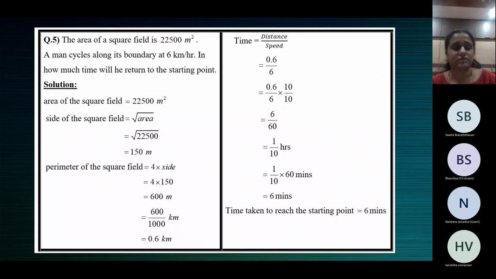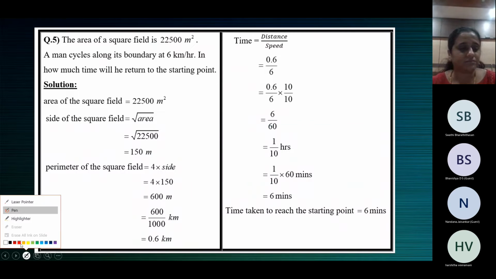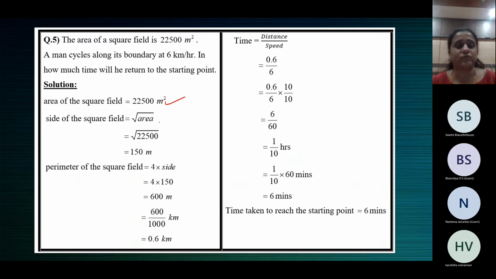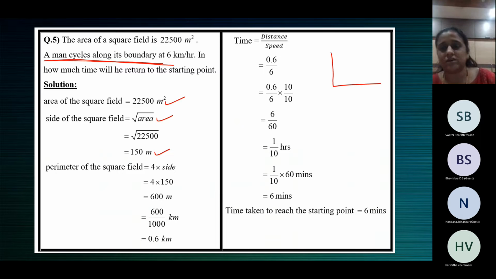All right. So see here, given the area, the square root of the area will give us the side of the square field. And since he is cycling along the boundary, you need to find the perimeter. Since he's cycling along the boundary, the distance he covers is equal to the perimeter of the square field. So 4 into side, 4 into 150, 600 meters is the perimeter. This is the distance he covers.